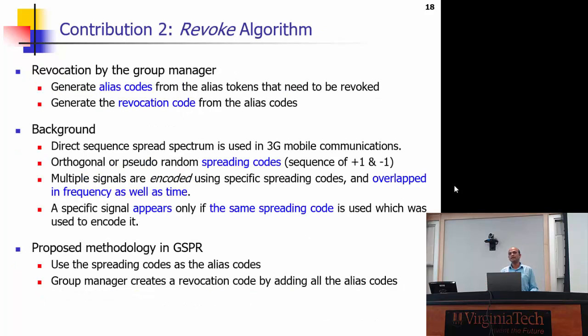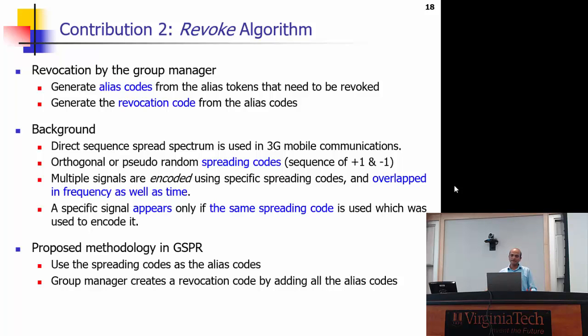Now the second problem is the most interesting one, and it is what I wanted to present in this wireless activity seminar, the idea of the Revoke algorithm. So the idea we came up with is that you have Alias tokens as a sequence of bits. Now you map it to an Alias code, and we will see what that Alias code could be. And then you generate a revocation code from that Alias code.